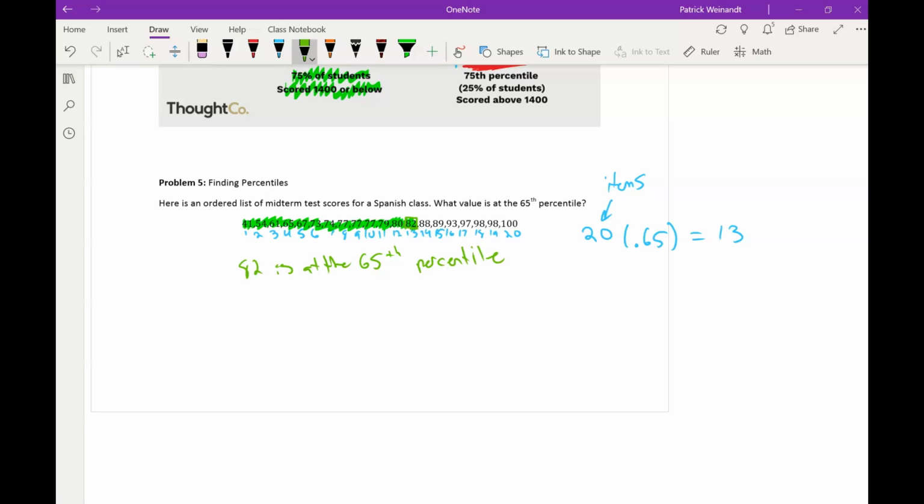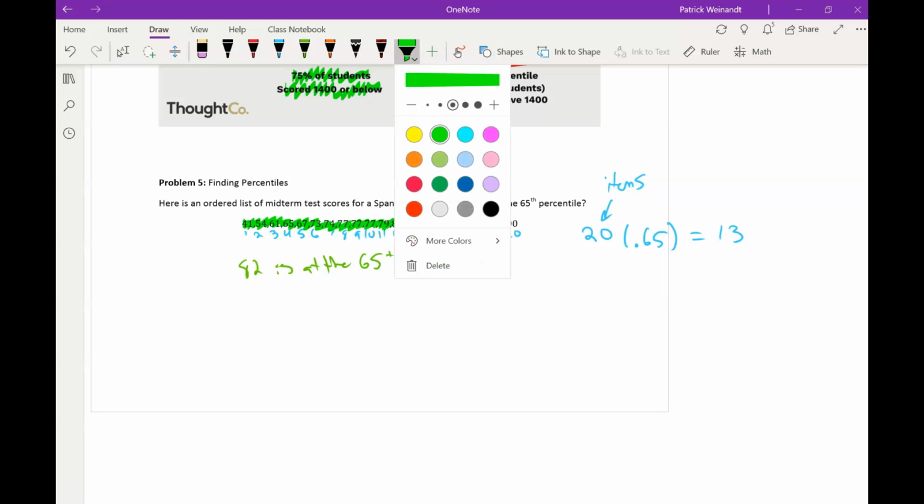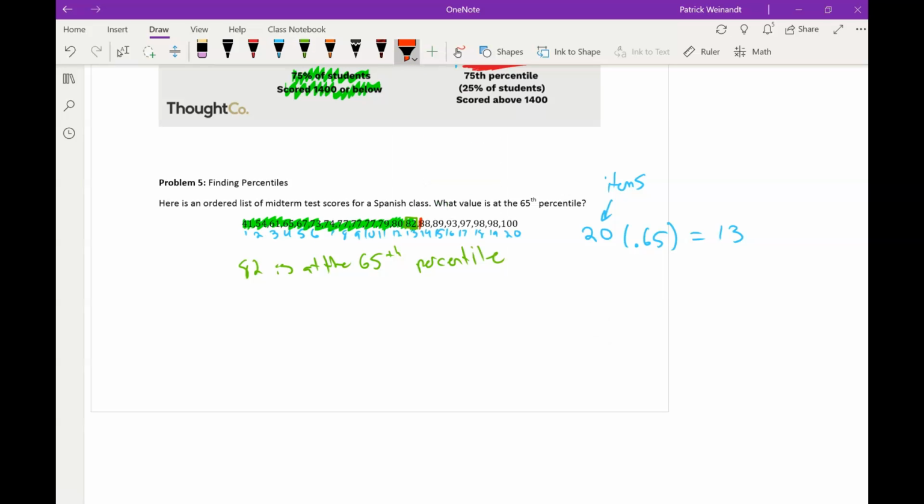Okay? Which means, if we wanted to, is there a red highlighter? That'd be neat. There sure is. All right. Which means these values in the red, they're the 65th percentile. Okay, 82 is at the 65th percentile. The things in red are the 65th percentile.